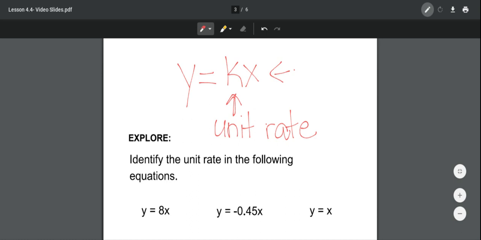Our unit rate in the first one would then be 8. Our unit rate in the second equation would be negative 0.45. What would our unit rate be for the last equation? If you thought the number 1, that is correct, because as we know, in front of every variable standing alone is that invisible number 1.